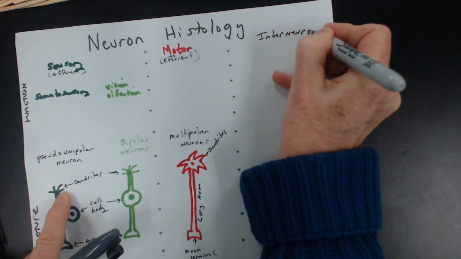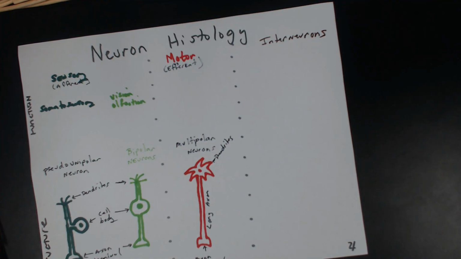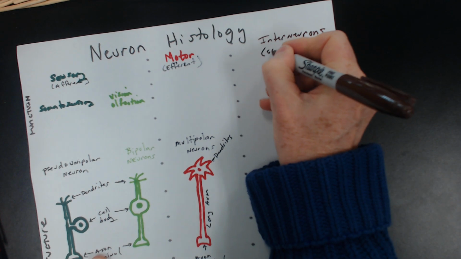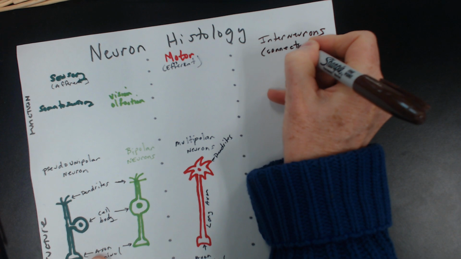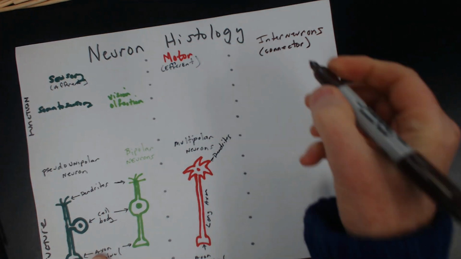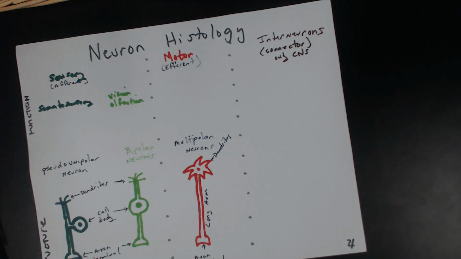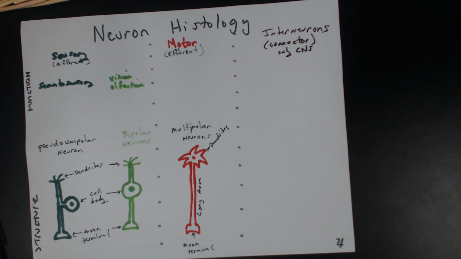The last little category are interneurons, and these are nothing more than connector neurons. I'll just put connector. And they're only in the central nervous system. Essentially, we're going to look at some connector neurons that are more commonly found in the spinal cord, and some that are more commonly found in the area of the brain. But essentially, there's 2 kinds of connector neurons that we need to know about.